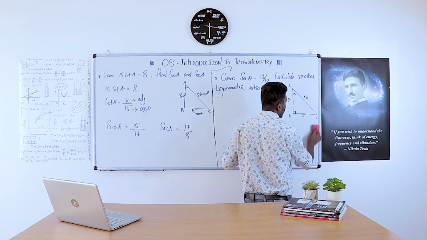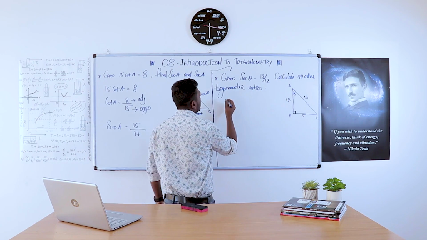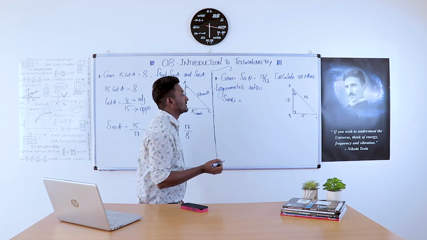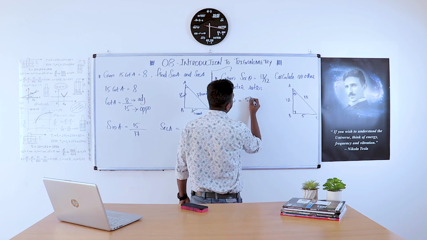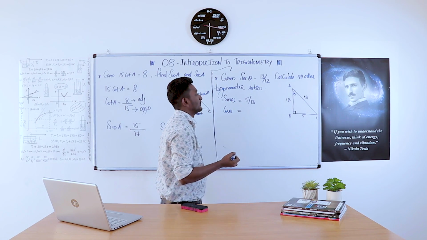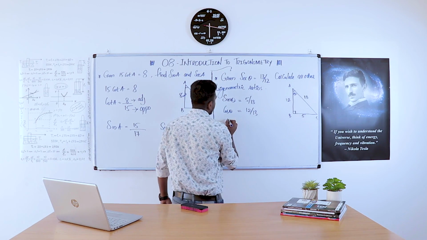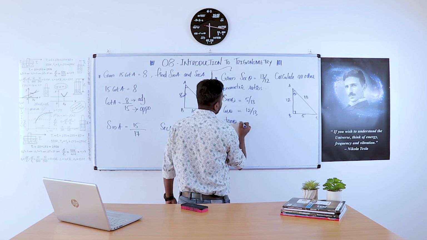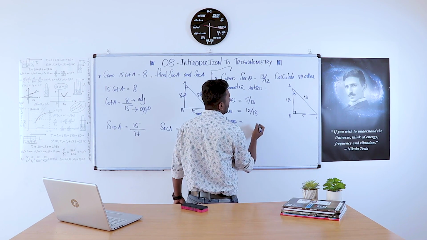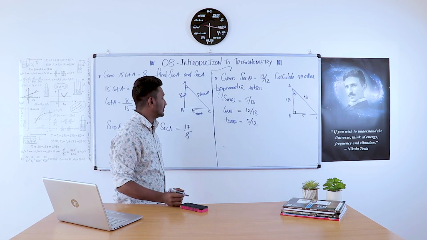Now we can find all the trigonometric values in order. First, sin theta. What is sin theta? Opposite by hypotenuse, that is 5 by 13. Then cos theta. What is cos theta? Adjacent side by hypotenuse, that is 12 by 13. Then tan theta. What is tan theta? Sin by cos, or opposite by adjacent. Opposite 5 by adjacent 12. That is tan theta, 5 by 12.